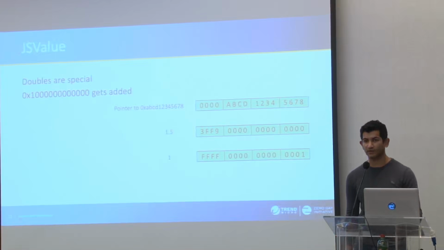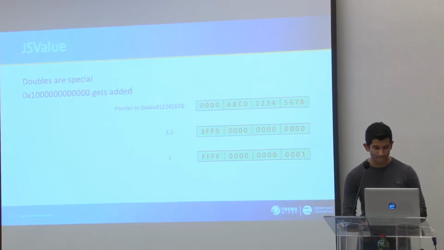So 1.5 is actually represented by 3ff8 and then a bunch of nulls, but because it's a double, because this is a tagged form, it's actually being represented as 3ff9.